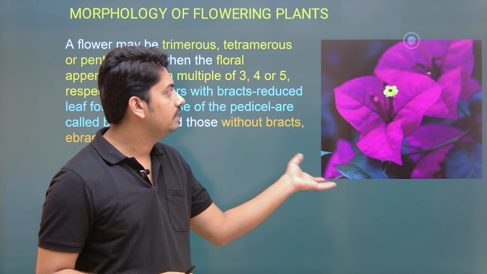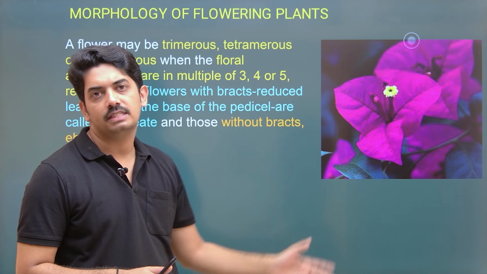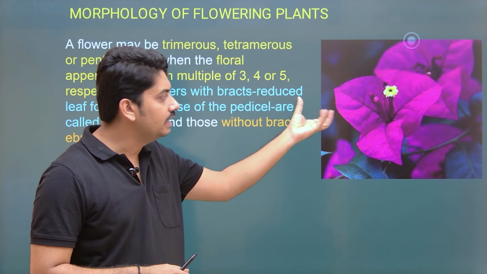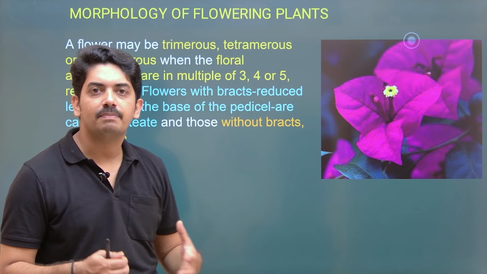Okay, and there is one picture given here. This represents the bract. You know, it is a bougainvillea plant where very colored bract is observed. What is bract actually?